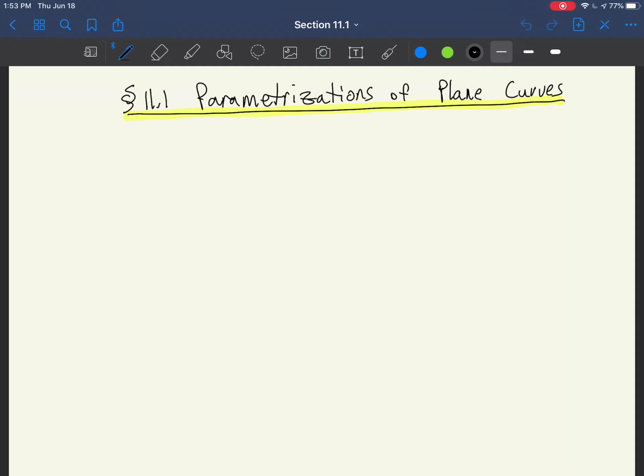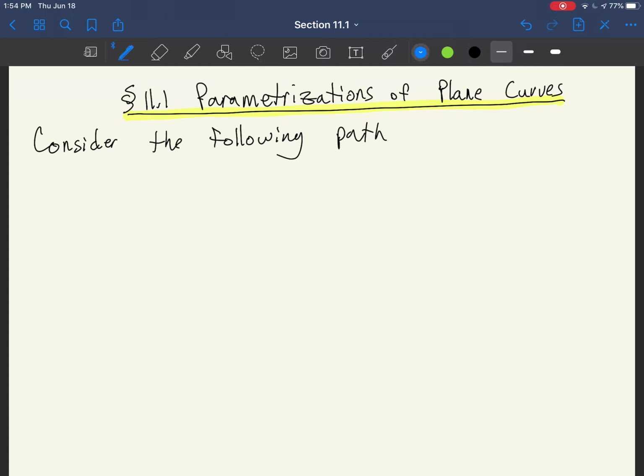Hello and welcome to section 11.1, Parametrizations of Plane Curves. We just finished sequences and series, so we're going to move on to calculus in other coordinate systems and calculus with parametrized curves. We're going to start with the parametrized curves, and in order to talk about calculus with parametrized curves, we need to talk about what is a parametrization.